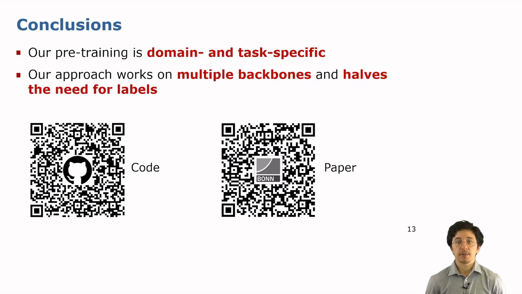In conclusion, in this presentation, we show our domain and task-specific pre-training that works on multiple backbones and halves the need for labels for performing the leaf instance segmentation task in 3D.